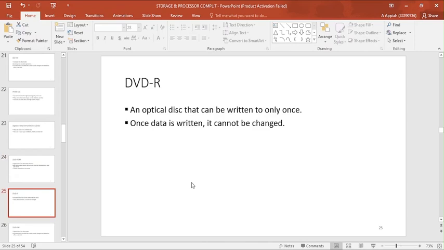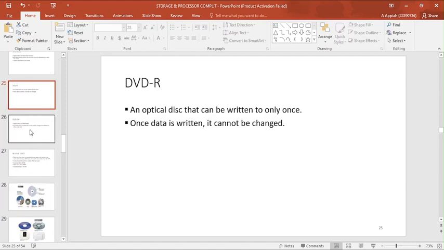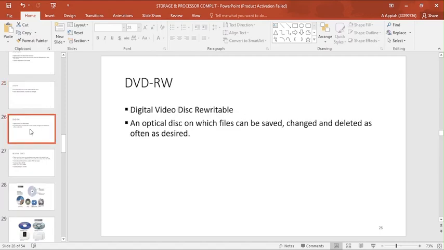Then the DVD recordable. So this is an optical disc that can be written to only once. So once it is written to, then it cannot be changed. Then we have the DVD rewritable, which allows the data or files to be rewritten or changed as many times as it pleases you.